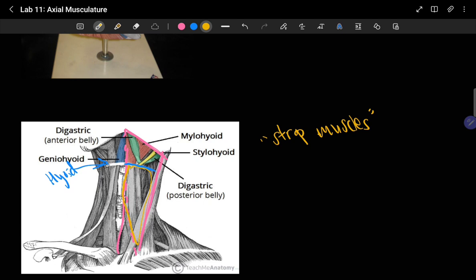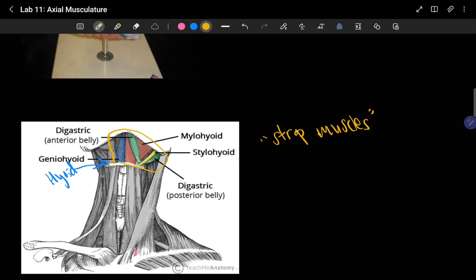So we're going to talk about suprahyoid muscles separate from infrahyoid muscles, and that is based on their relationship to the hyoid. Are they above or below? So let's start with those suprahyoid muscles. Just draw around our region here.